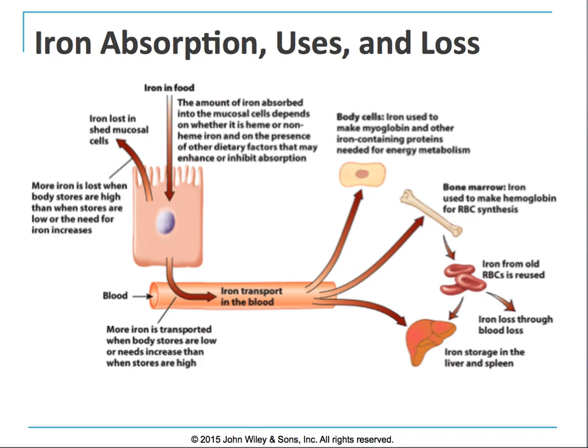Iron absorption, uses, and loss. So this diagram comes right from your text. I'm not going to go into super detail on this, but you can see how the iron ends up getting transported through your blood, where it can then be used by your body cells, in bone marrow, where it's used to create new red blood cells. And then iron storage can be found in the liver and spleen of your body.